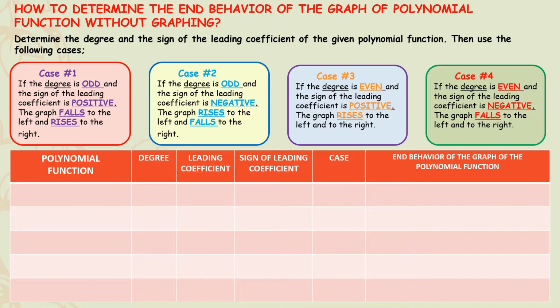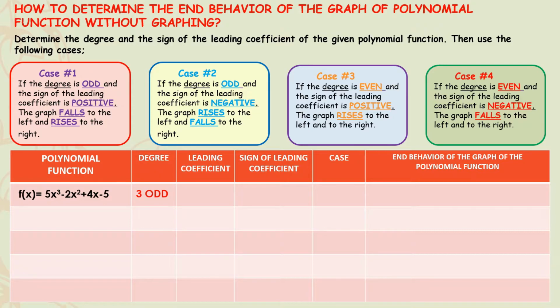So now let's use this step in determining the end behavior of the graph of a polynomial function without graphing the polynomial. So let's have the polynomial function 5x cubed minus 2x squared plus 4x minus 5. According to the step, first you have to determine the degree, which for this one is 3, an odd number. Since it is an odd number, it will fall under case number 1 or case number 2.